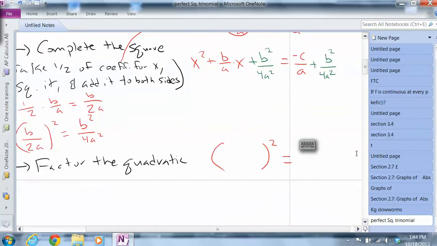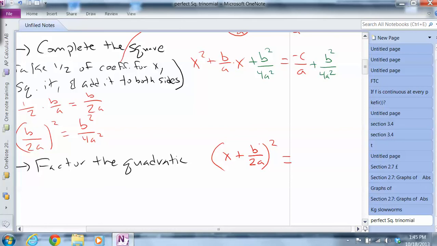How do you think I'm going to factor the left side of the equation to put it as a binomial, which is a two-term expression squared? What do you guys think? Don't have an idea? Close. X plus b over 2a. Here's the reason why. The square root of b squared over 4a squared is b over 2a. The square root of x squared is x.